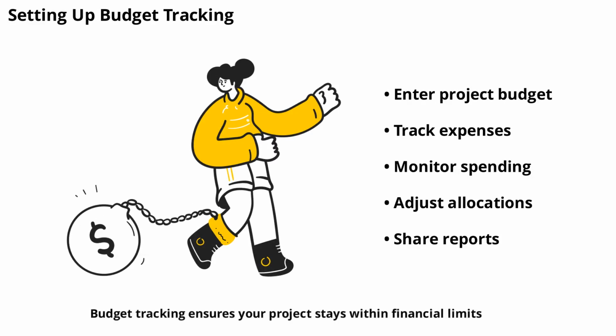Budget tracking ensures your project stays within financial limits. Some scheduling software includes budget features. Enter your project budget and track expenses as tasks are completed. Monitor spending and adjust allocations if needed. Share budget reports with stakeholders to maintain transparency. Effective budget tracking prevents overspending and supports financial health.